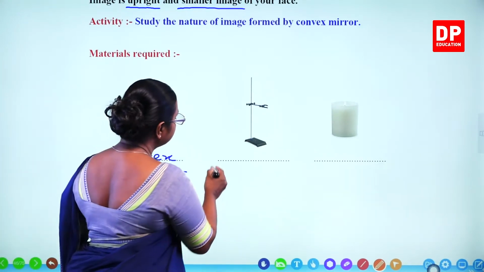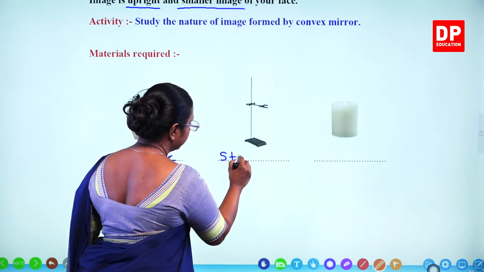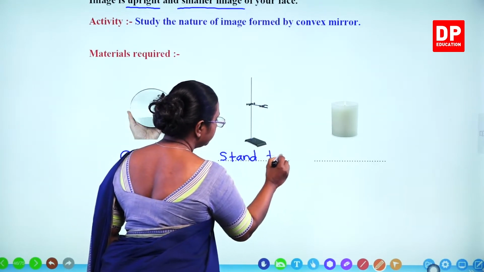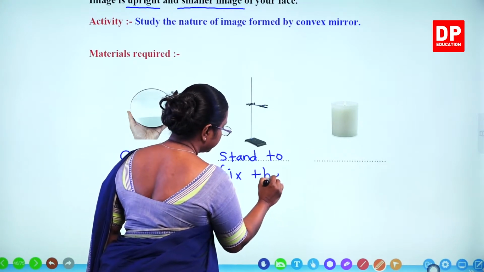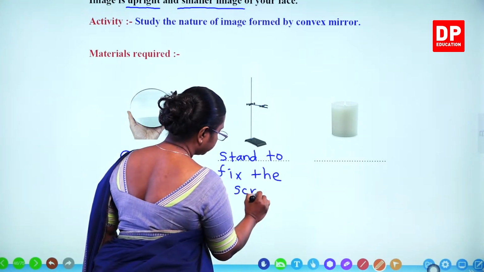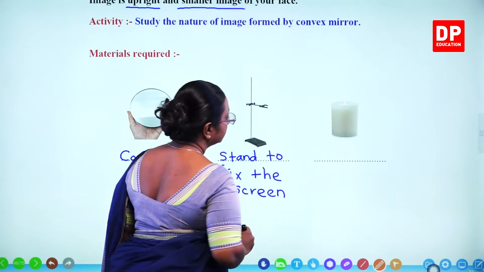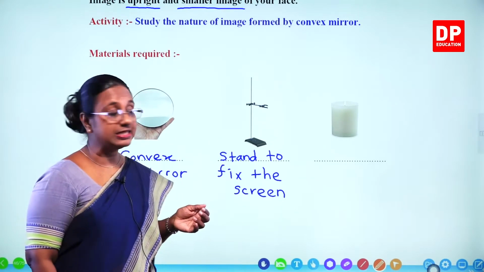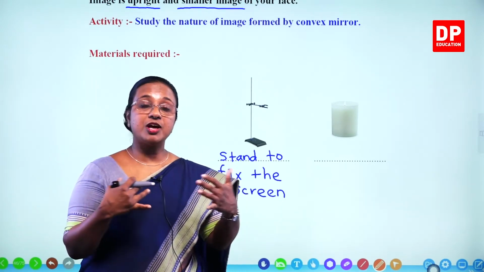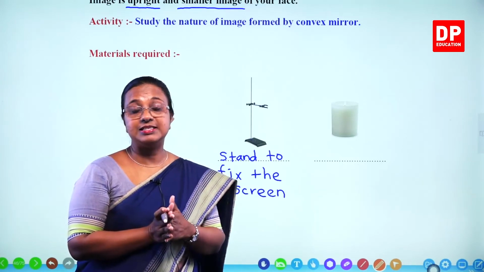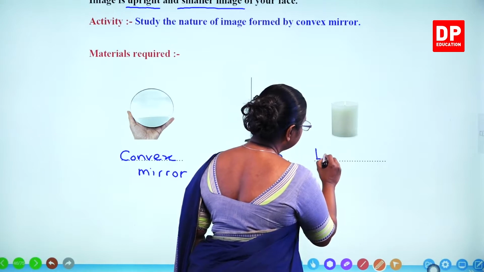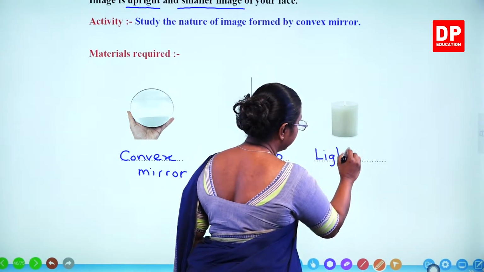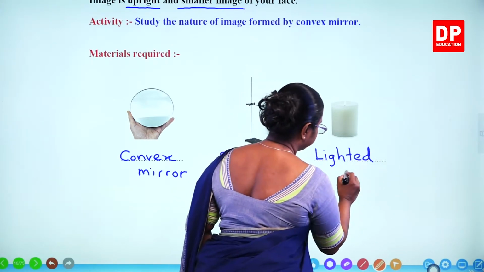Then we need a stand to fix the screen, or stand to attach the screen so that it's easy for us to move the screen and place it at different positions. And then we need a lighted candle as the object.